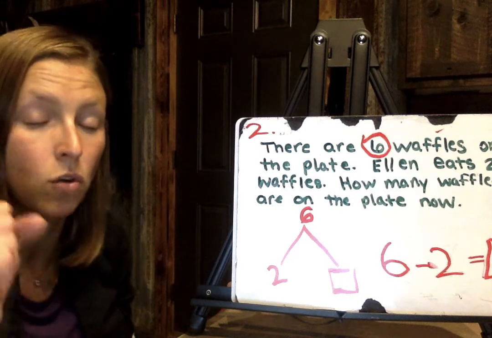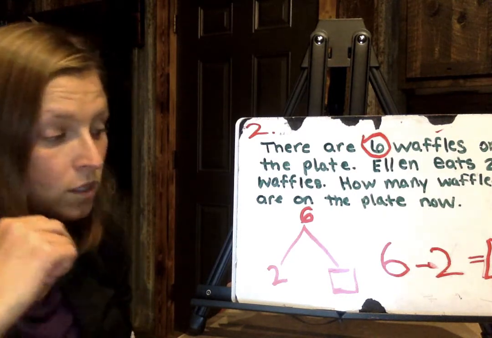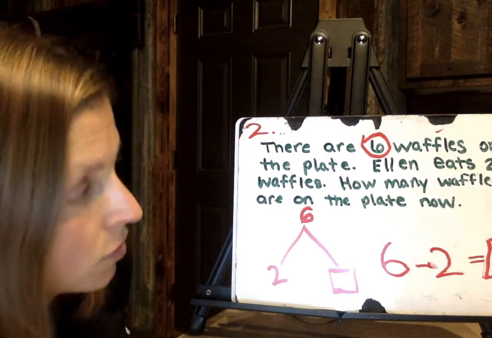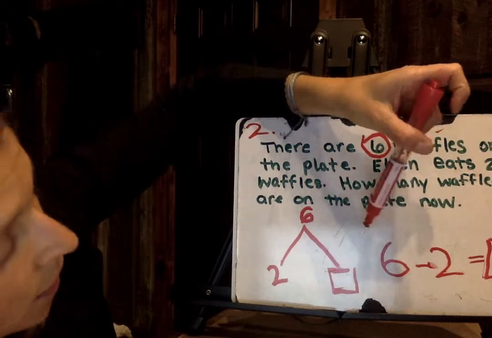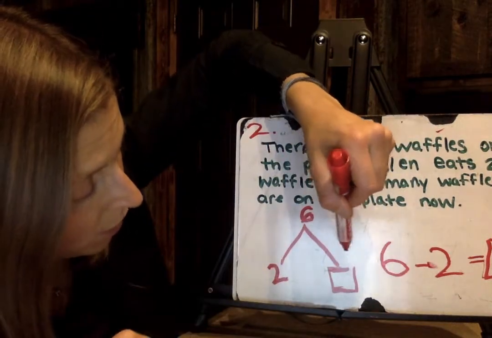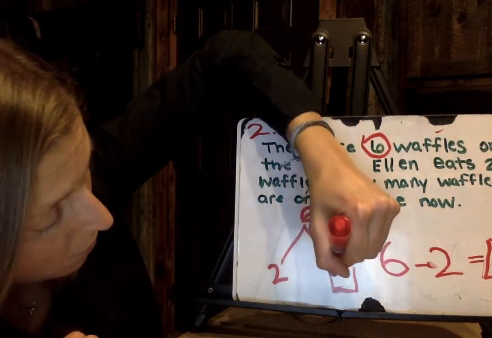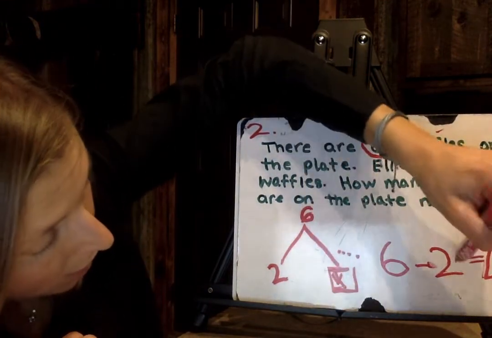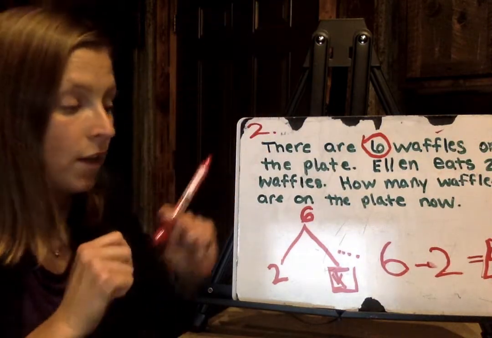Again, write how you chose to solve it, if it was counting on, if it was circle drawings, if it was mental math, however you chose to draw it. Okay, so I love to count on, so I think 2 in my brain, and then I think 3, 4, 5, 6. I have 4 dots. My answer is 4, and 4 over here, and I have 4 waffles left on the plate.